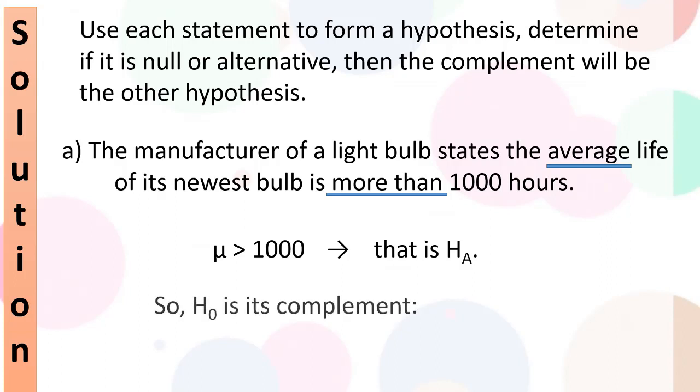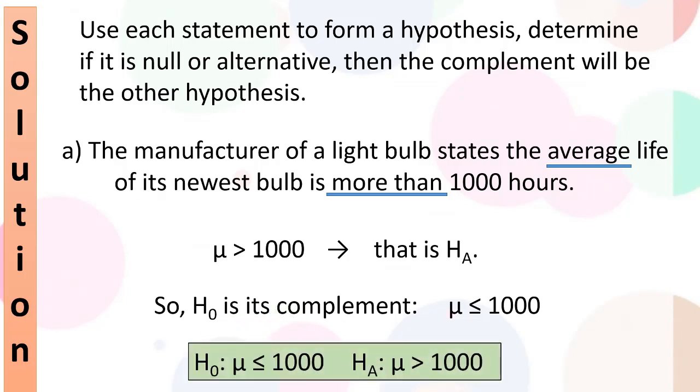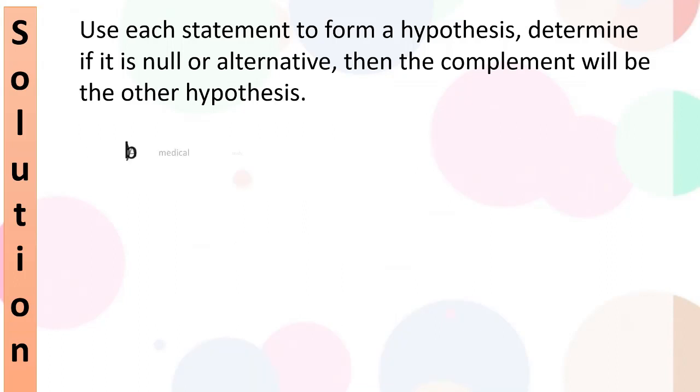So its complement is H naught, which is going to be mu less than or equal to 1,000. So these are my two statistical hypotheses. That H naught is mu less than or equal to 1,000, and HA is mu greater than 1,000. Let's look at part B. That's the one about the medical study.